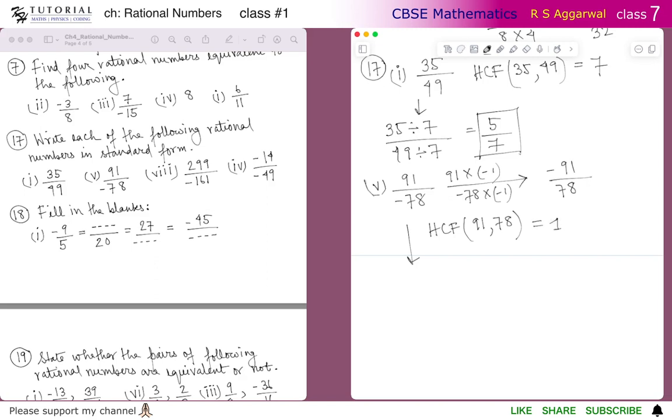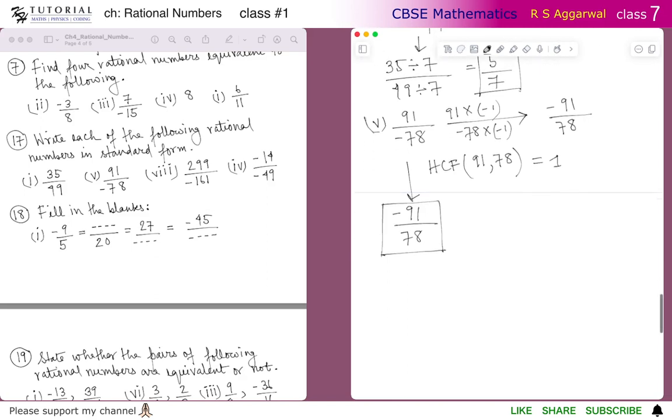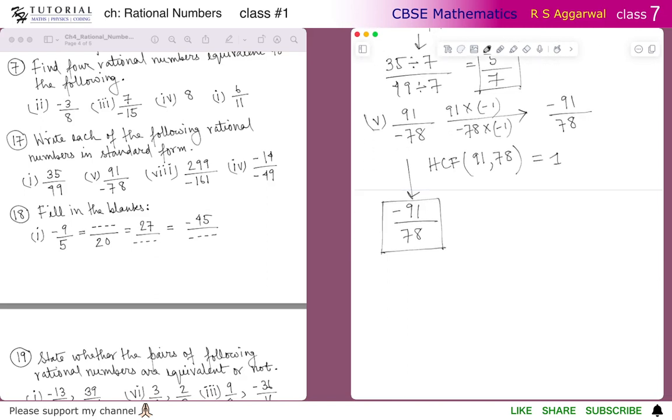So the next step was to divide the numerator and the denominator by the HCF, which is 1. So essentially, this is the standard form of the rational number 91 by minus 78. I could be wrong. I do not think the HCF of 91 and 78 is other than 1. They do not have any common divisor, or do they? 4? No, I don't think so. Anyway, let me know if I am making any calculation mistakes. Let me know in the comment section. I will appreciate that.